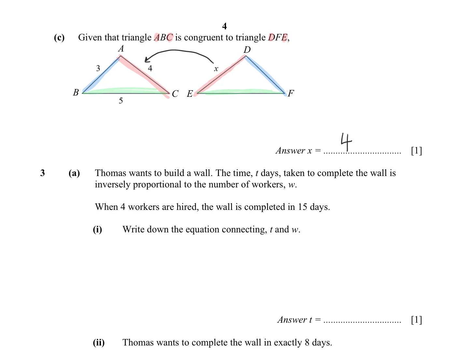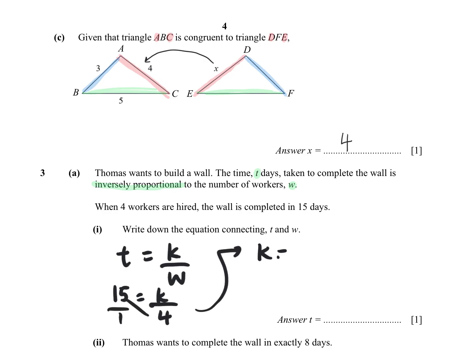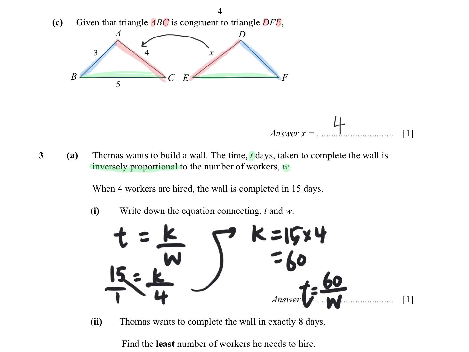They say it's inversely proportional. T is inversely proportional to W. So the equation looks like this. But you need to solve for the K. So time is 15. W is 4. When you cross multiply, K is 15 times 4, which is 60. But you don't stop there. I want the equation, right? So you give me 60 divided by W. Okay, so this is the 1 mark.